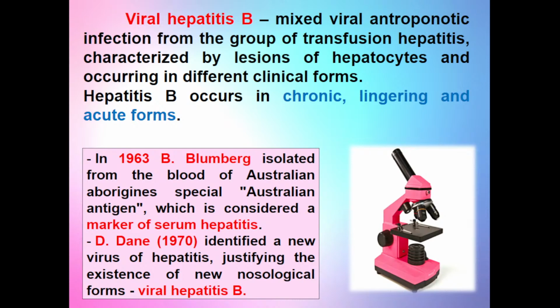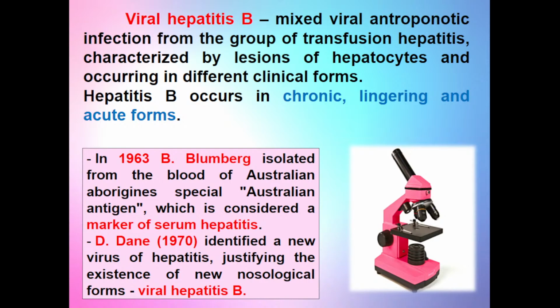Viral hepatitis B. Mixed viral and anthroponotic infection from the group of transfusion hepatitis, characterized by lesions of the liver and occurring in different clinical forms. Hepatitis B occurs in chronic, lingering, and acute form.